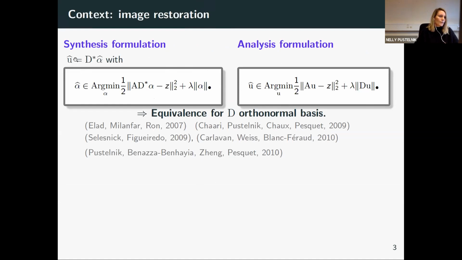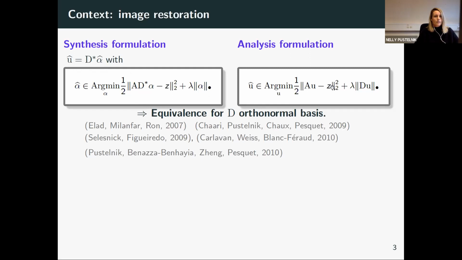You want to find an image to recover, which is expressed as D star alpha, where alpha comes from a minimization problem of this form. So you recognize the data fidelity term, where D star alpha is equal to U. And so you have the standard data fidelity term, and you have a penalization here. Typically you want to impose sparsity on the coefficient alpha.